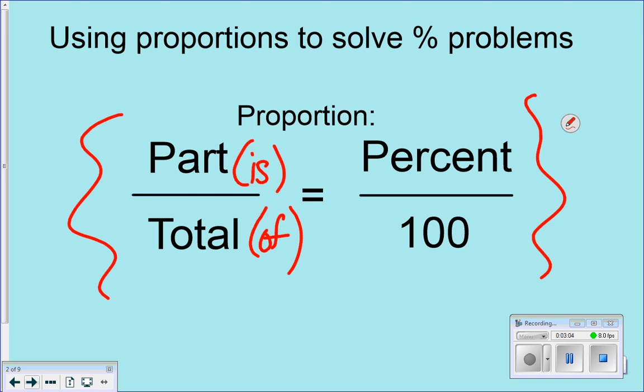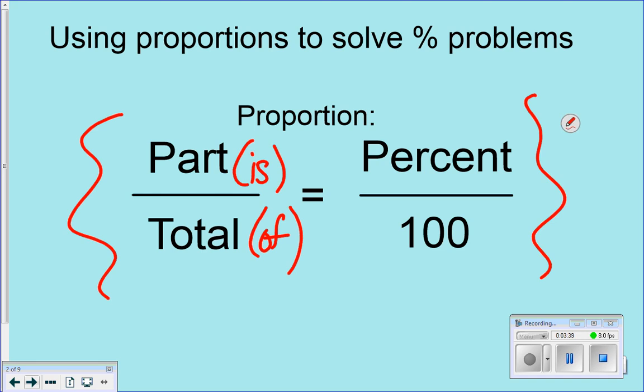Part is over total of equals percent over 100. Did you get the is and the of on there too? Because that's a good indicator of where some of your numbers go, and I'll show you exactly what I'm talking about. Part over total equals percent over 100. The one thing that's always going to stay consistent in this proportion is what do you think? The 100. That's always going to stay there because a percent always goes over 100. So that 100 is always going to be in this proportion somewhere.